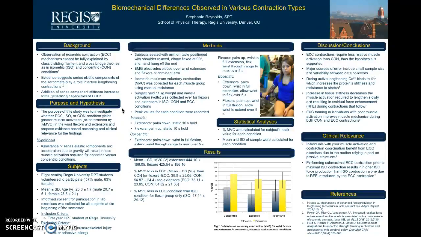We first collected maximum voluntary contraction using manual resistance in isometric conditions, which we used to normalize our data. And so I won't go through each of these, but you can definitely read the detailed explanation of each protocol.